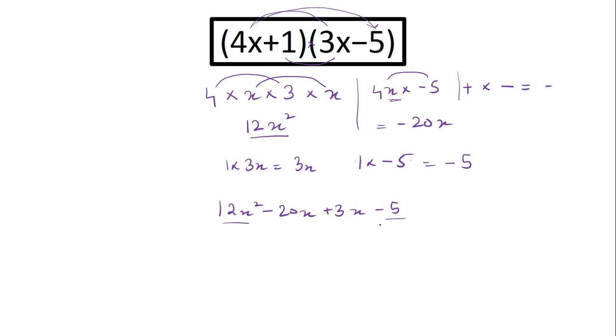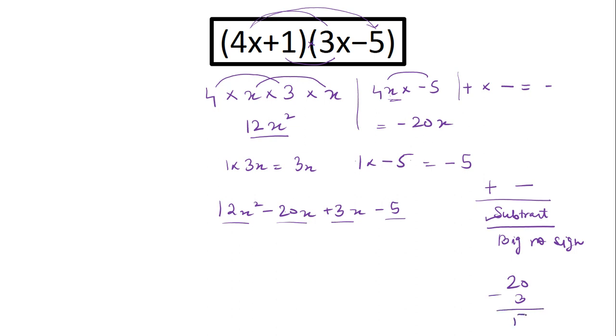Now again, 12x squared and negative 5 do not have any like terms, but 20x and 3x, because they have x's attached to them, they're both the same. They both are like terms to each other. Now there's a 20 and a 3. Whenever you have a positive and a negative and you're doing additions and subtractions, then you always subtract the two numbers, and, as I told you, take the sign of the big number. So what are my two numbers? 20 and 3. I'm supposed to be subtracting them. So I do 20 minus 3, which gives me a 17.